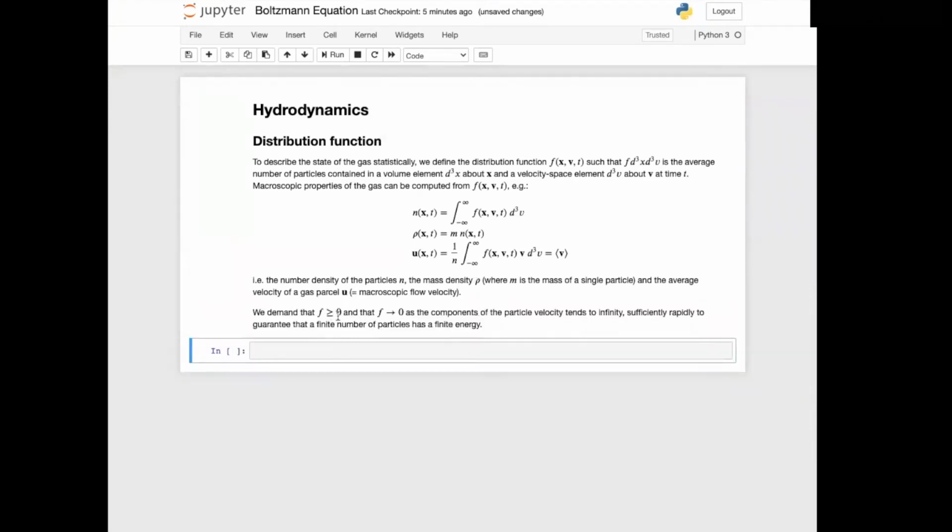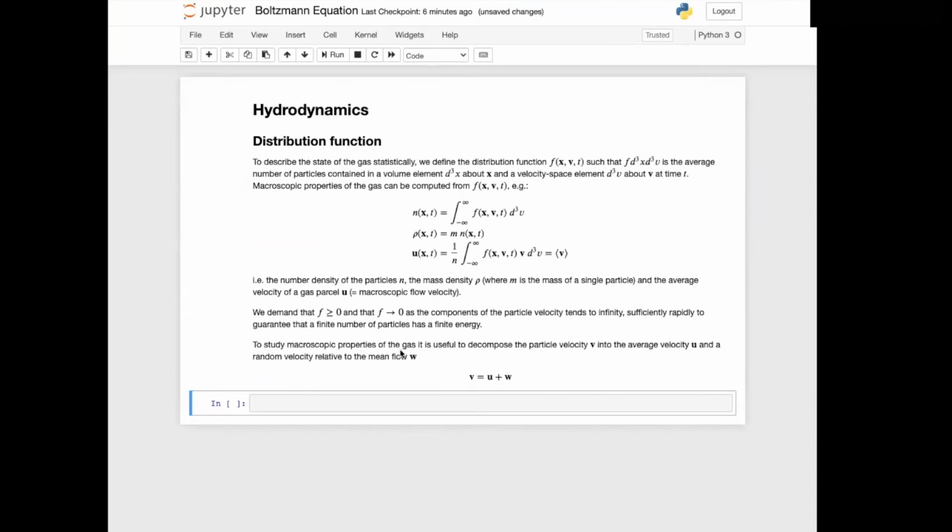Further, we demanded that f is positive and that the function f goes to 0 as the components of the particle velocity tend to infinity, so that a finite number of particles has a finite energy. Particularly, the function being positive is necessary to guarantee that the number density is always positive. Now, to study microscopic properties of the gas, it is useful to decompose the particle velocity v into the average velocity u plus a random velocity relative to the mean flow, w.